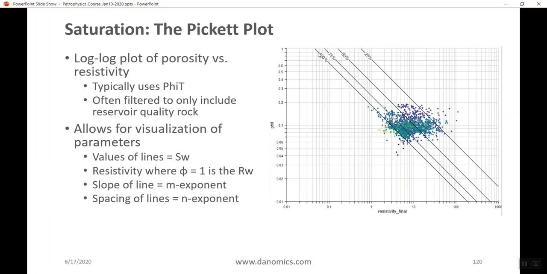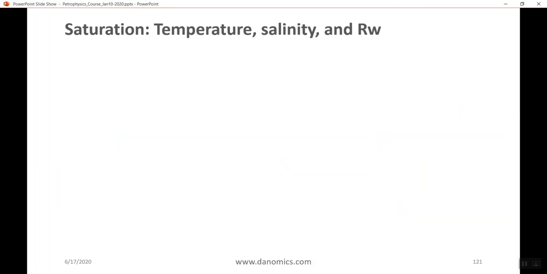The slope of this line is actually the m exponent, and the spacing between the lines is dictated by the n exponent. So you can quickly see the beauty of the Pickett plot here: it allows us to visualize Sw, Rw, m, and n all in one convenient plot, and that's what makes the Pickett plot so powerful.